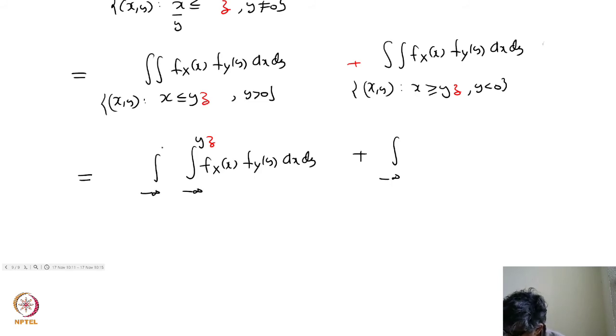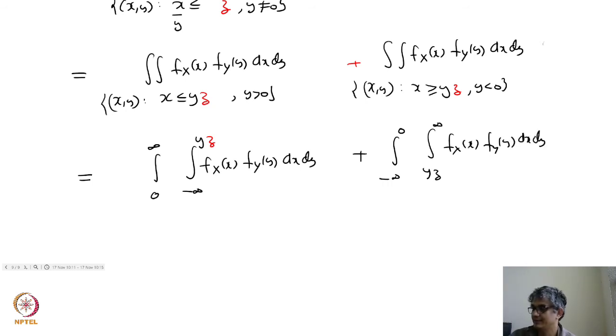maybe I'll just write it properly. Here y is positive, so 0 to infinity, and x goes from minus infinity to yz, and here I go from minus infinity to 0, y is negative, and x goes from yz to infinity of f sub x at x, f sub y at y, dx. That's right. Right.